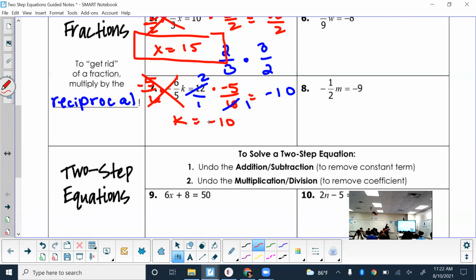If you don't like multiplying straight across and dividing, either way, whichever way you chose to do it, if you did it right, you should have gotten -10. Cross simplifying is usually better when you don't have a calculator. But any questions?